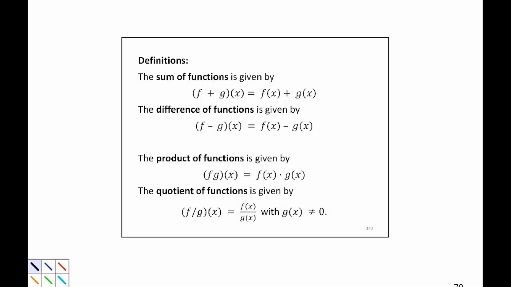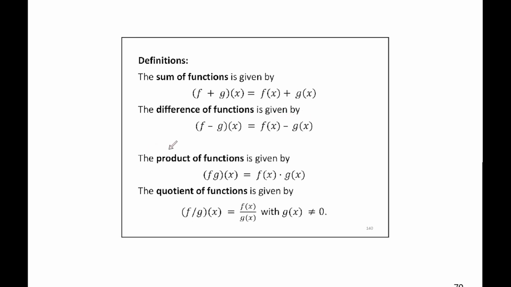Now let's discuss what we call combinations of functions. The first of these four we have is a sum of functions, and that's given by f plus g of x equals f of x plus g of x. Exactly what the name indicates. We will sum the functions. A difference of functions is given by f minus g of x equals f of x minus g of x.